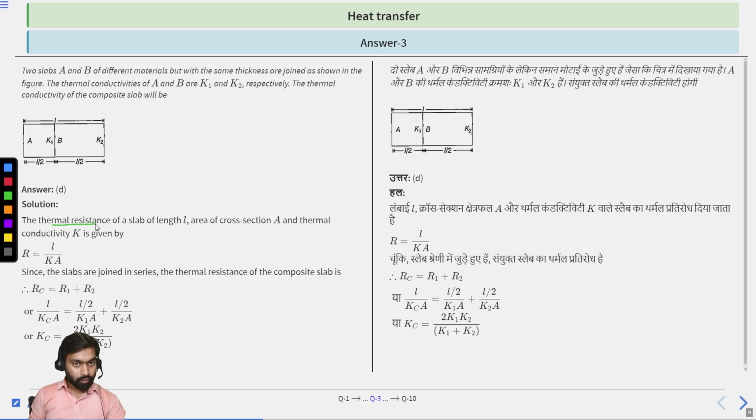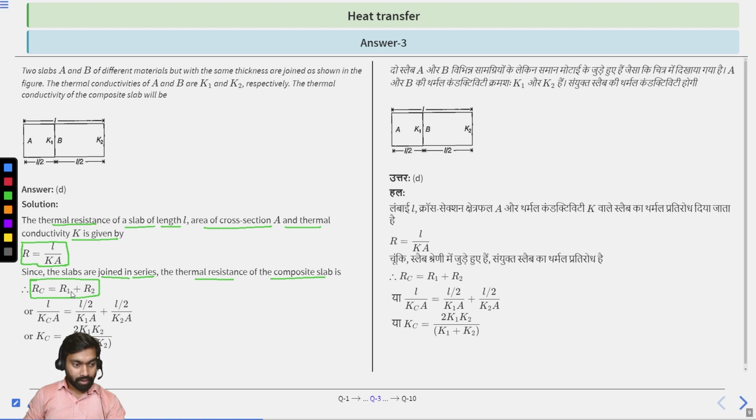The thermal resistance of a slab of length L, area of cross section A, and thermal conductivity K is given by R equal to L divided by KA. Since slabs A and B are joined in series, the thermal resistance of the composite slab is Rc equal to R1 plus R2.